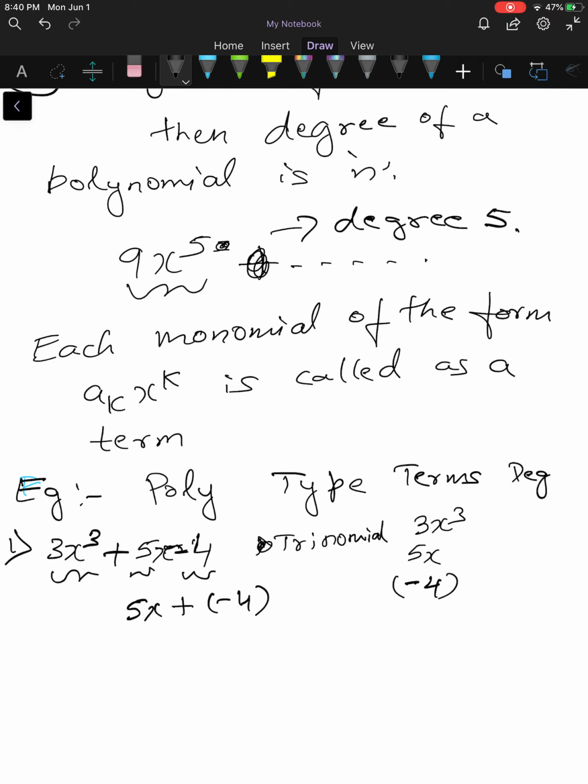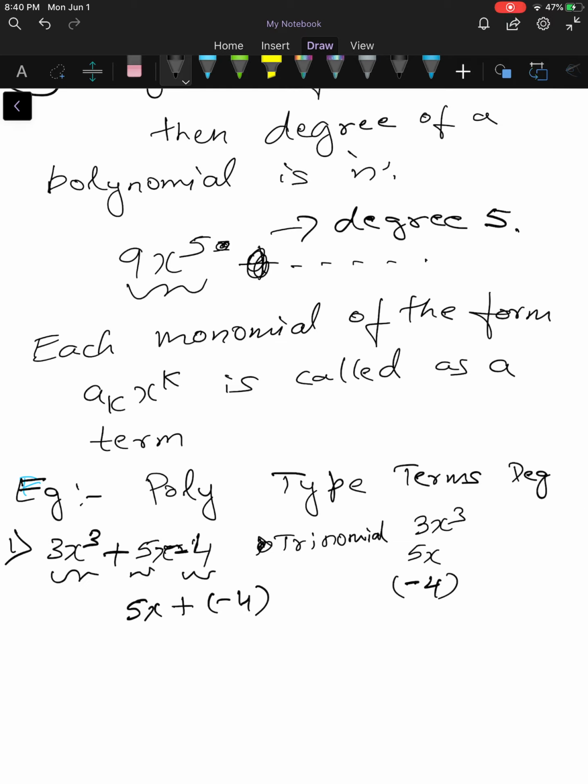While classifying, you will write the type, terms, and degree as we did above. Okay, so these are all the polynomials.